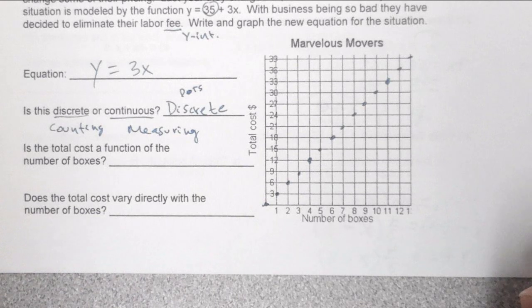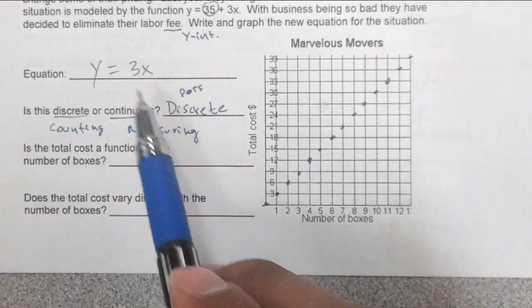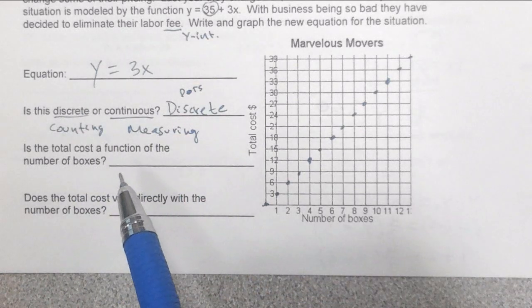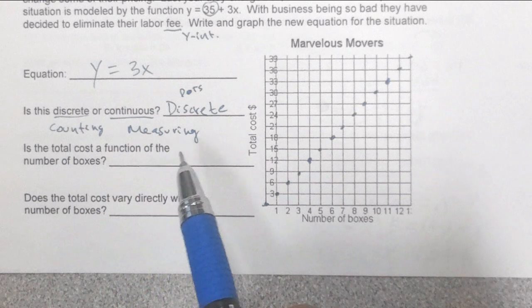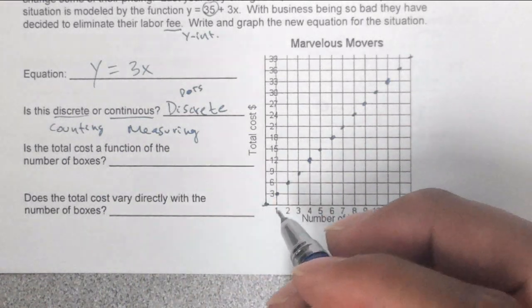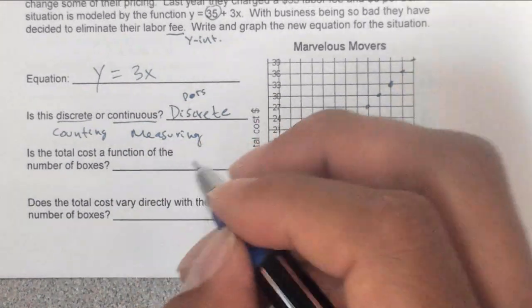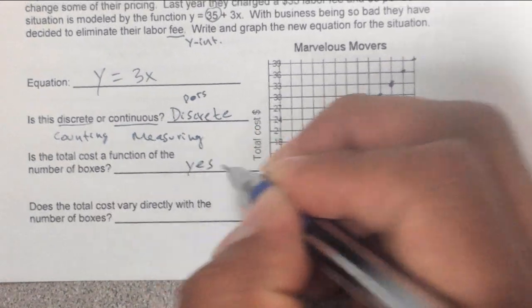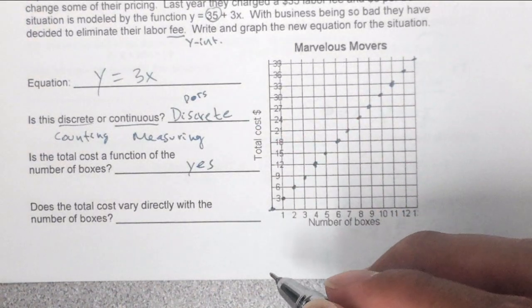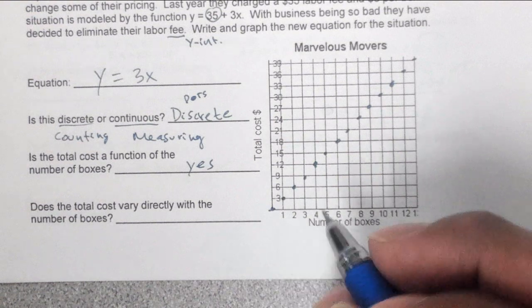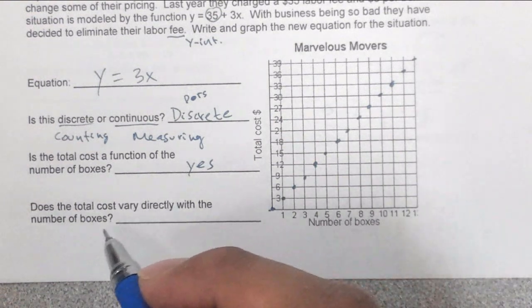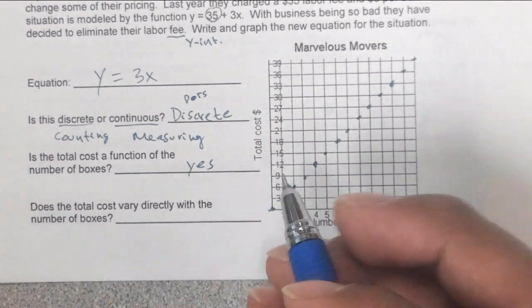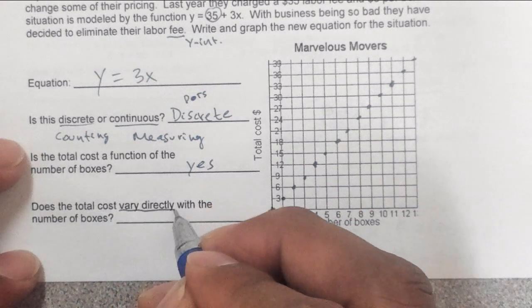And then it says, is the total cost a function of the number of boxes? Yes, depending on how many boxes you get, it will affect the cost. Does the total cost vary directly with the number of boxes? Okay, so direct variation, we haven't done this in a while.